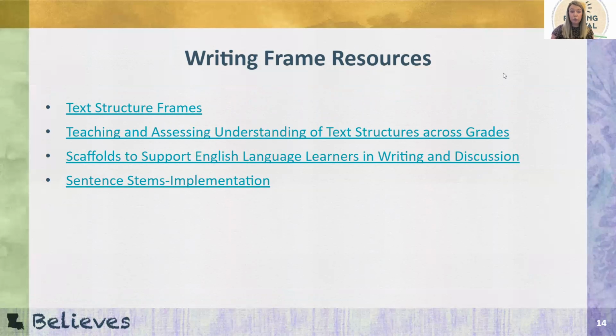These are really geared towards the content areas, so upper grades, not K-2 necessarily, but those upper grades. The last one, sentence stems, the implementation, this one actually provides a video of them implementing sentence stems in an elementary classroom, as well as in a secondary classroom, and it shows you the process.